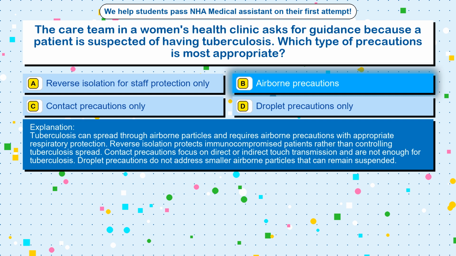Reverse isolation protects immunocompromised patients rather than controlling tuberculosis spread. Contact precautions focus on direct or indirect touch transmission and are not enough for tuberculosis. Droplet precautions do not address smaller airborne particles that can remain suspended.